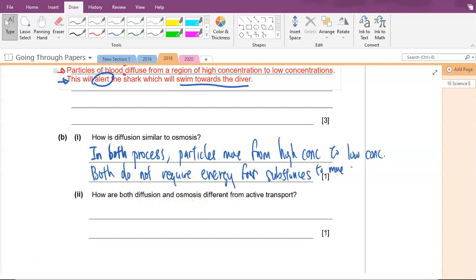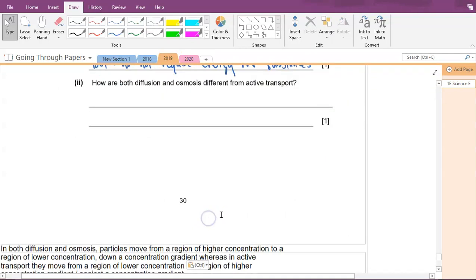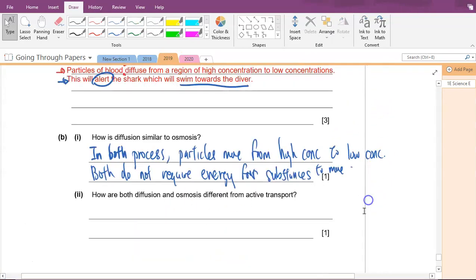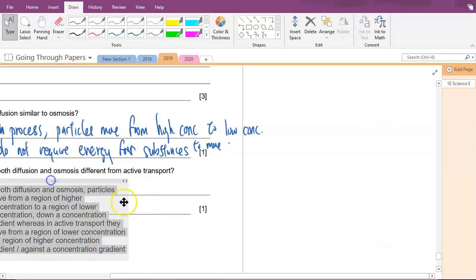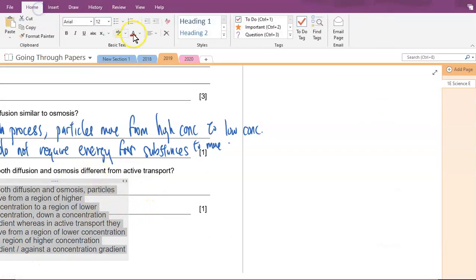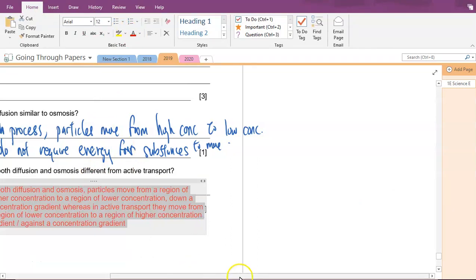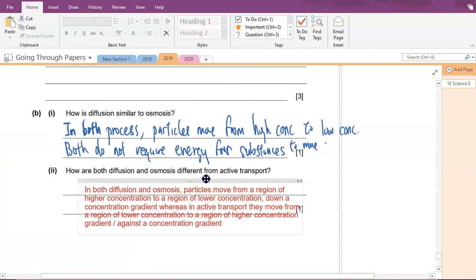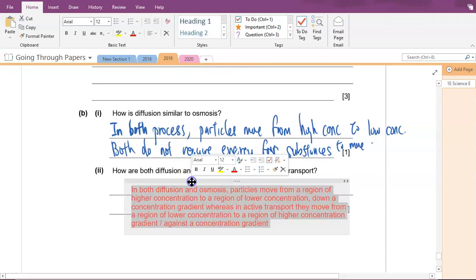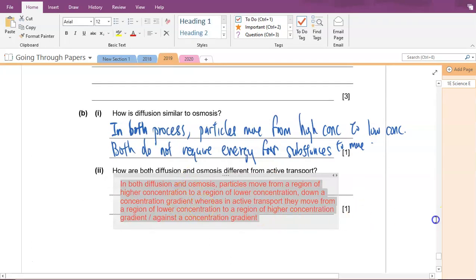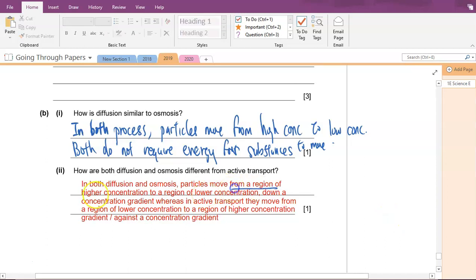I think the first thing I'd like to highlight would be this one over here. So I'm going to copy it from somewhere else and paste it here. So the first idea is this: in both diffusion and osmosis, the particles actually travel from a region of higher concentration to a region of lower concentration. And this is actually down a concentration gradient. So osmosis and diffusion, you know that it's from high concentration to low concentration.